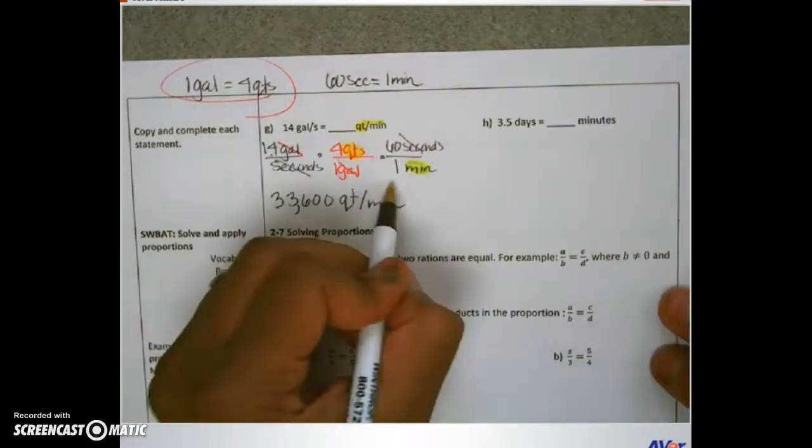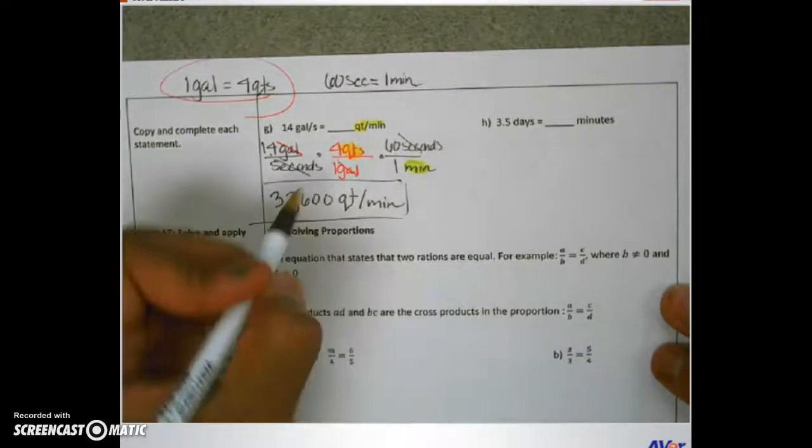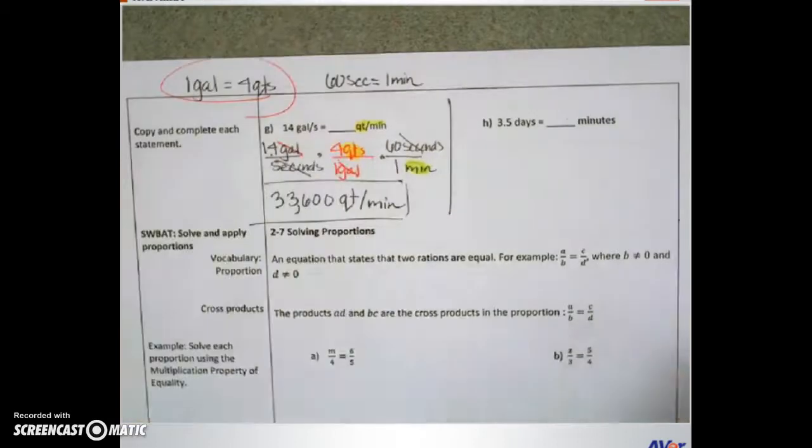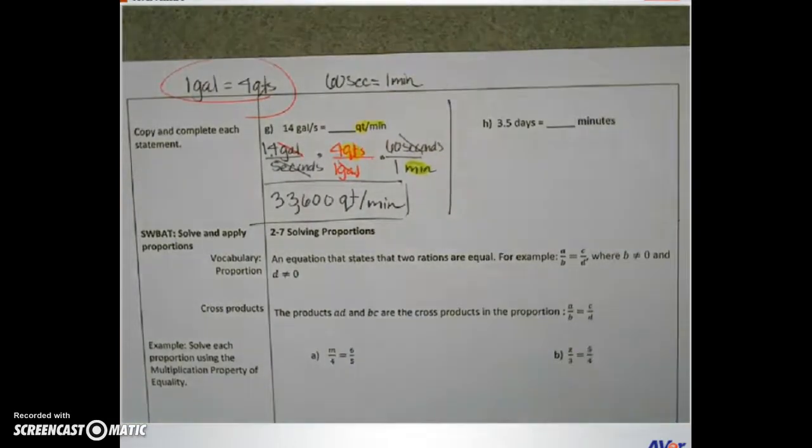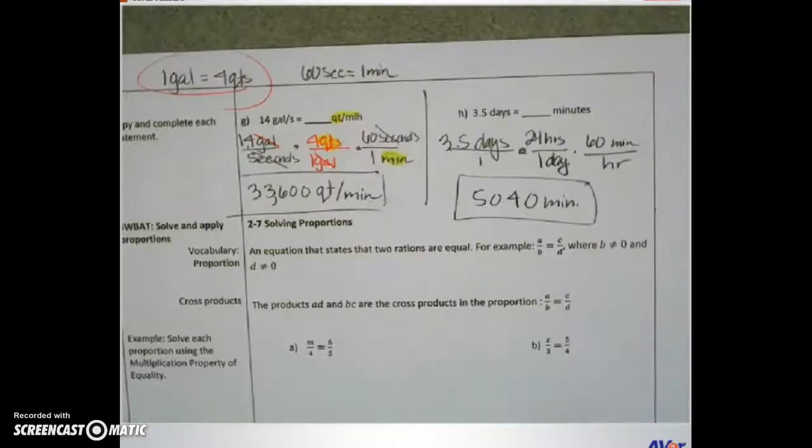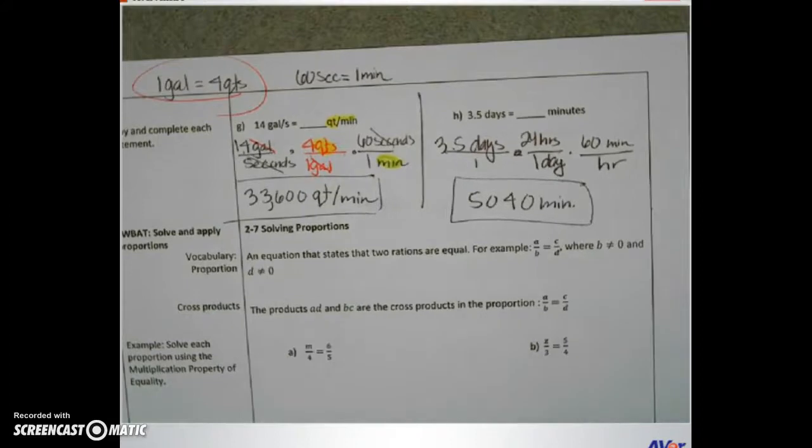That's one of my favorite ones to say, per minute, because it sounds like I'm also saying permanent. Like not temporary, but permanent. Okay, take a moment and try H, and then check your answer with mine in 1 moment. All right, check you, check me, 5,040 minutes.